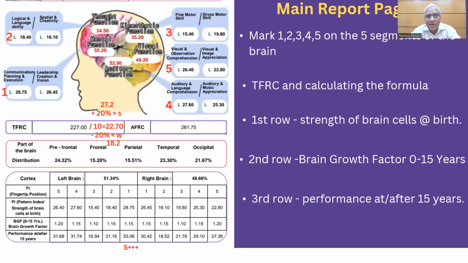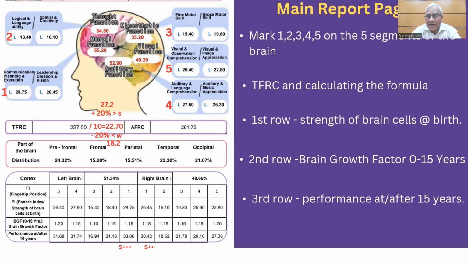First right controls leadership, creation, and visionary qualities. Creation is the ability to create something new from scratch. And visionary qualities is Durdrashti, long-term thinking. These are qualities of good business leaders. And this right brain 1 in the third line, if you see, is 30.42. So this is about 40% more than the average. We would call it S double plus.